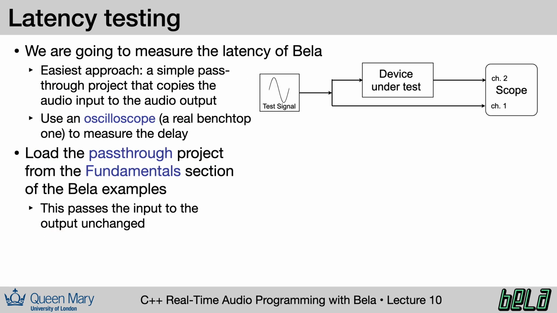Now let's look at how we can measure it. The easiest way to do this is to run a simple pass-through project on Bela, which copies the audio input to the audio output unchanged. Then we're going to use an oscilloscope and a function generator on our lab bench to measure the delay between input and output. If you have a scope and a function generator, then you can follow along on your own board.